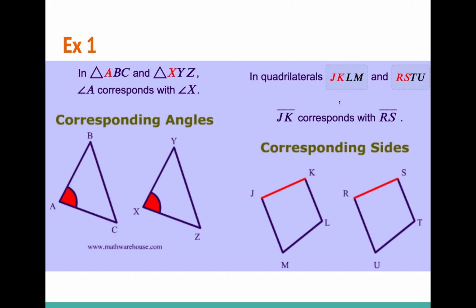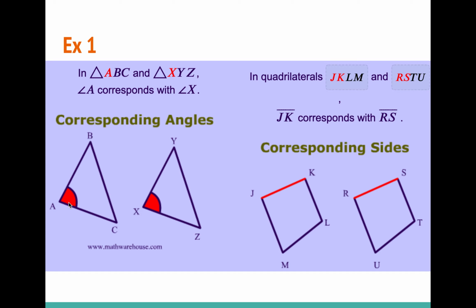We have two examples. I have taken this from Math Warehouse. Example number one, you will notice the triangle is symbolized by this three-sided triangle right here. The letter A corresponds to the letter X in the first place. The letter B, the middle one, should be matched to the letter Y, and the letter C is matched to the letter Z in the last place. So that is what we mean by correspond.